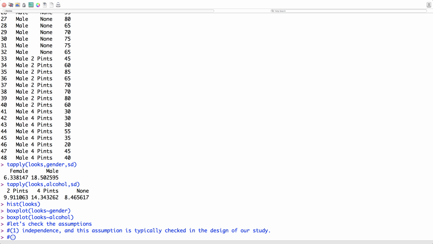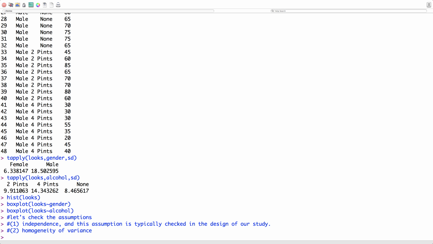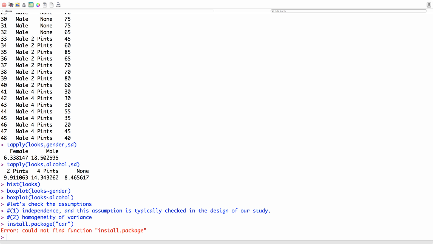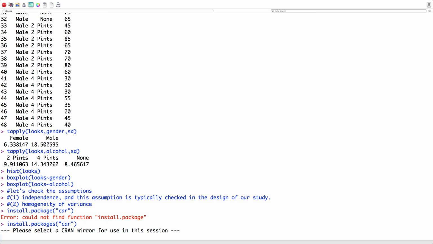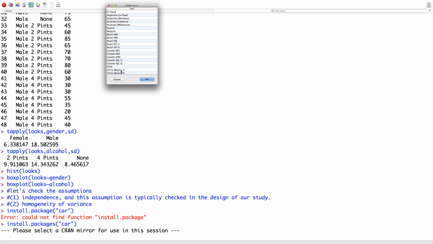Guys, the second thing that I want to test is homogeneity of variance. All right, so let's do that. So the first thing I'm going to do is run Levene's test. And to do that, I've got to install a package. And the package that I need is car. And it's going to ask me to select a CRAN mirror. I like those folks at UCLA.